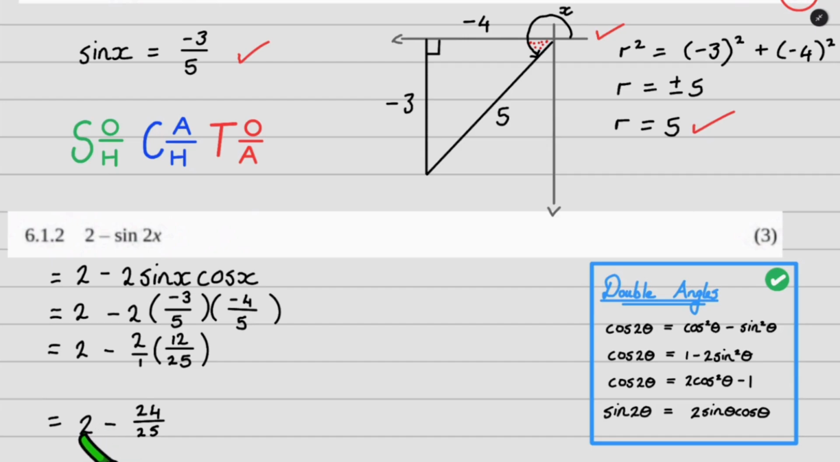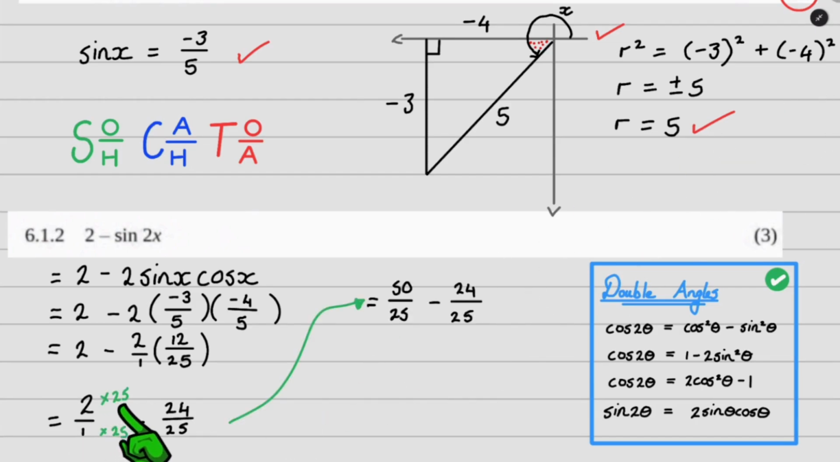So I change this to 2 over 1. And to get an LCD of 25, I'll need to multiply this 1 by 25. And whatever I do to the bottom, I need to do to the top. So 2 times 25 will give me that 50. 1 times 25 gives me that 25. So now I've got an LCD.